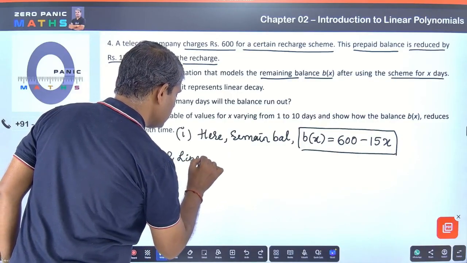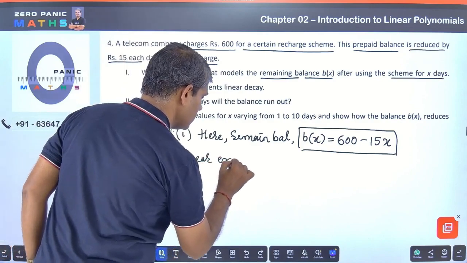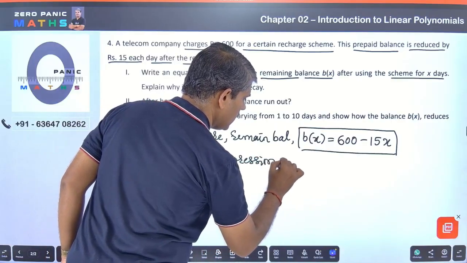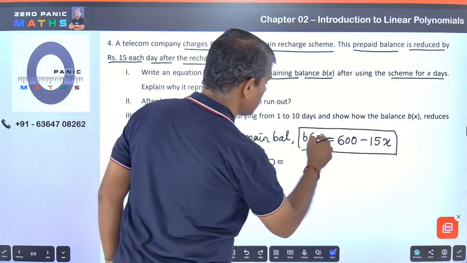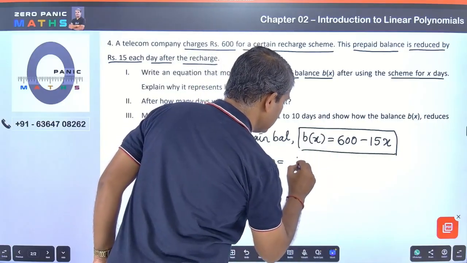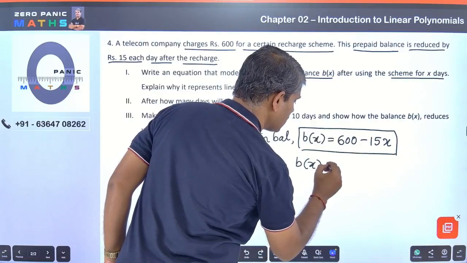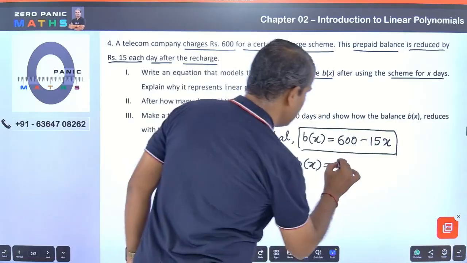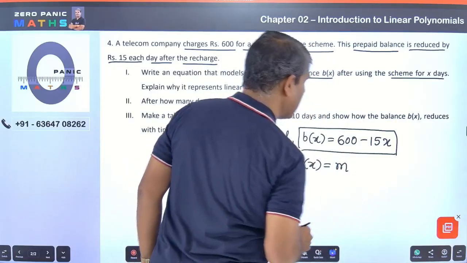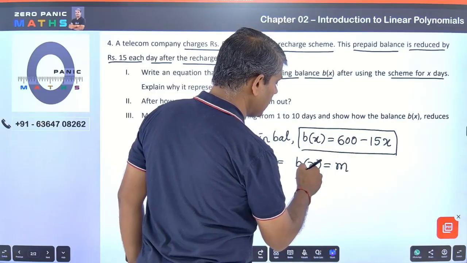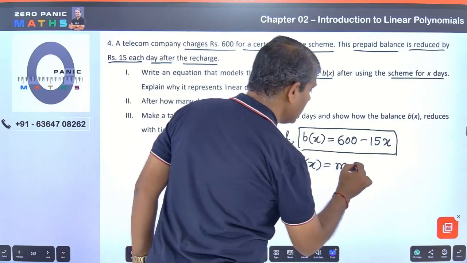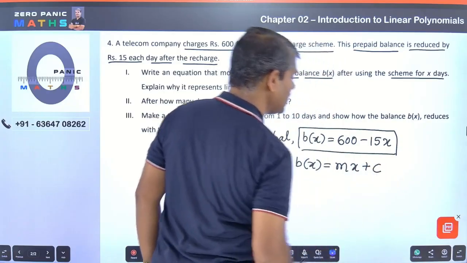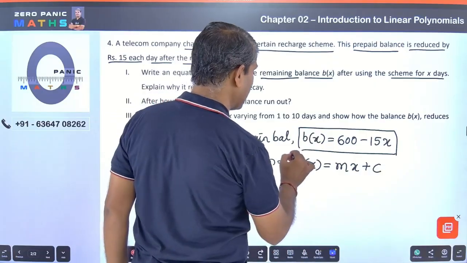Linear expression is equal to linear expression. Also I can say it actually represents the balance, right? So I will write it also equal to b of x only. Linear equation b of x is m t. So in terms of t, time is given in terms of x, that is days, right? So it is mx plus c. I can write this way.